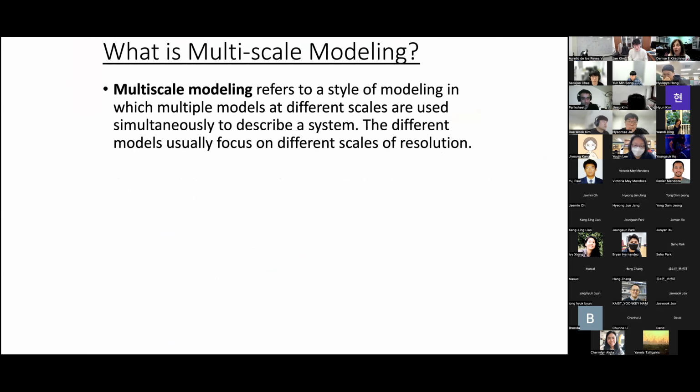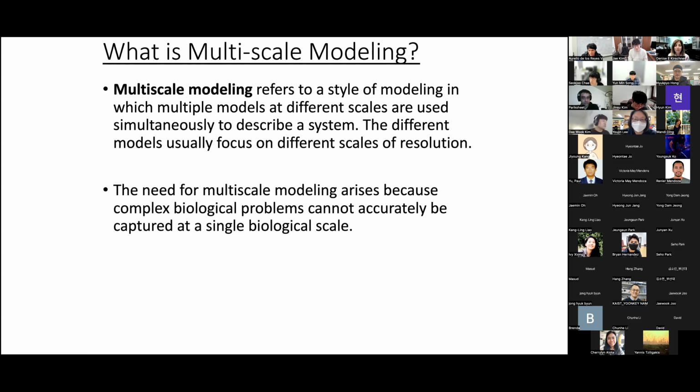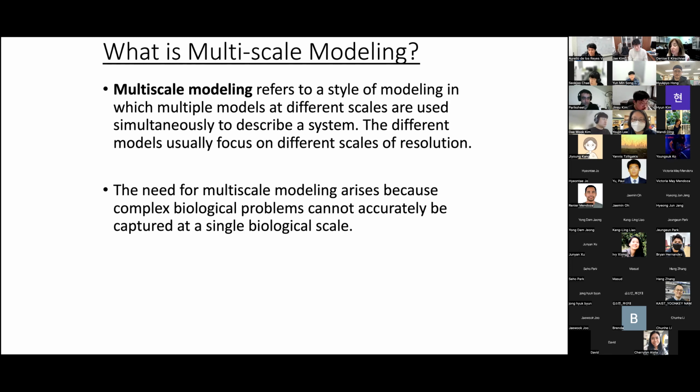But I want to start by getting on some of the terminology, so we're on the same page. So multi-scale modeling to me refers to a style of modeling in which multiple models at different scales are used to simultaneously describe a system. And the model usually focuses on different scales of resolution. So we'll talk about that in a minute. And I believe the need for multi-scale modeling has arisen because complex biological problems can't be accurately captured at a single biological scale, right? Even though experimentalists all the time do stuff in a petri dish, that doesn't mean that's the best scale to do it at, right? And same thing with modeling. I think we have to get beyond just modeling at a single scale.